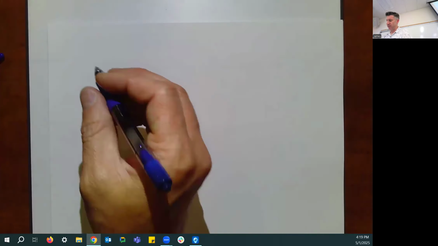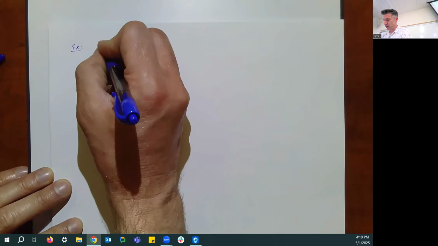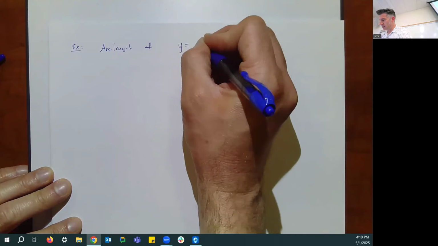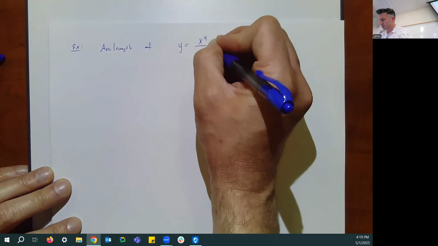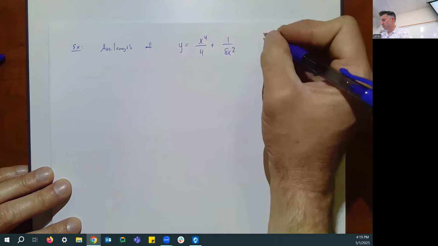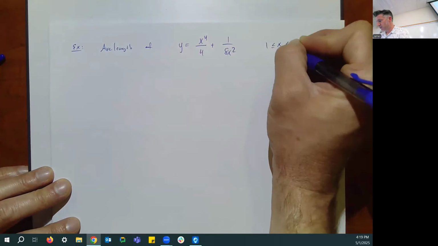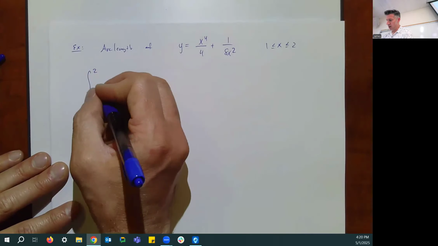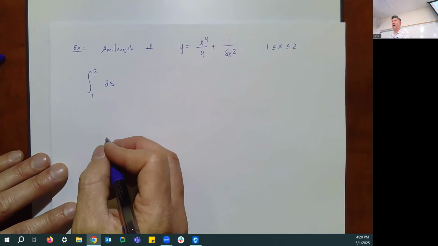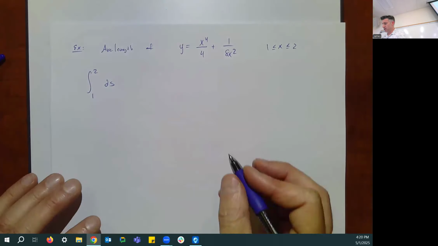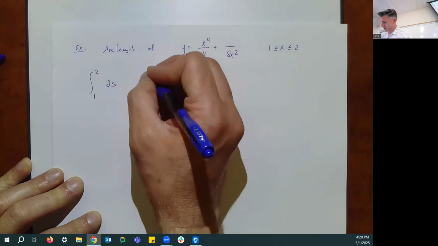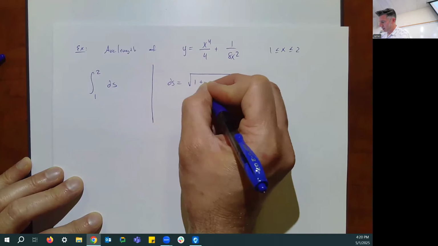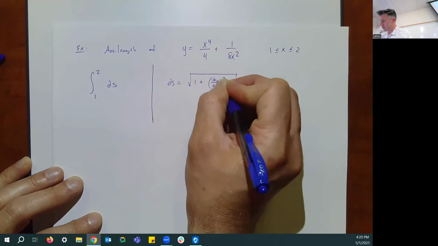So let's look at, for example, the arc length of y equal to x to the 4th over 4 plus 1 over 8x squared, where x is between 1 and 2. And before we start writing down our integral from 1 to 2 of ds, I want to figure out what's going on with ds. So I know that ds is equal to the square root of 1 plus my derivative squared.